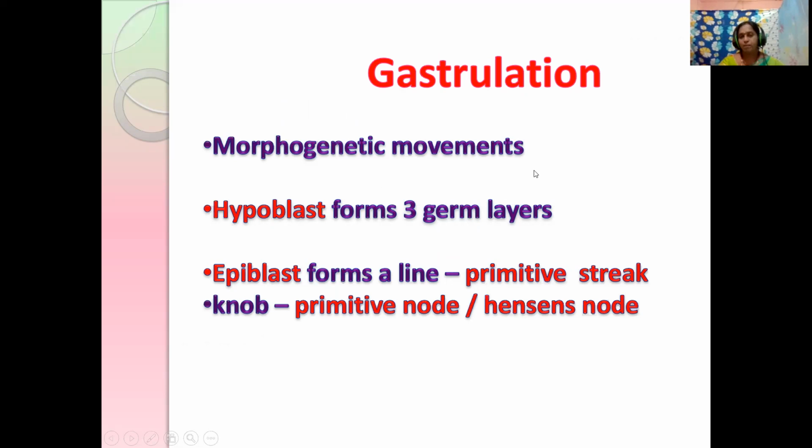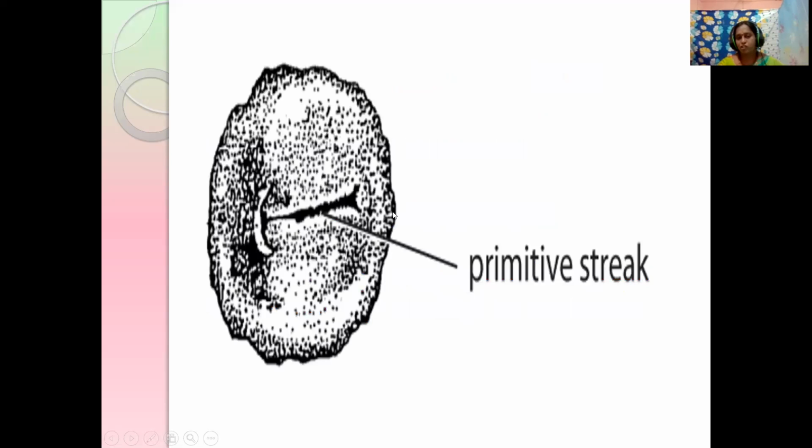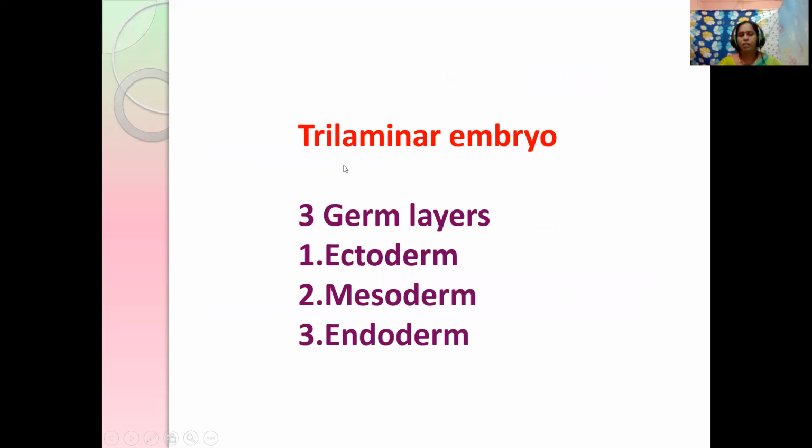So the inner cell mass has high movements, called morphogenetic movements. And then what is the status of the layers? The epiblast forms a line-like structure called the primitive streak, and also a node-like appearance called the primitive node, also called Hensen's node. Then what happens to the epiblast? Here the epiblast is forming the primitive streak, whereas the hypoblast is forming 3 layers. So it is called a trilaminar embryo.